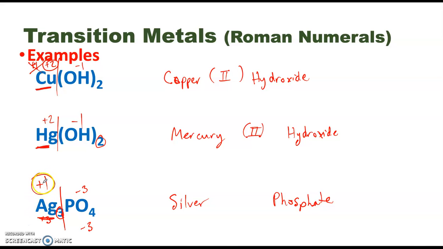If it only has one oxidation state, don't put a Roman numeral. If it's ammonium, if it's not a metal, don't put a Roman numeral in there. So be selective about when you use those. So things like silver, zinc, they are transition elements, but they only have one oxidation state. So don't put Roman numerals in for those.